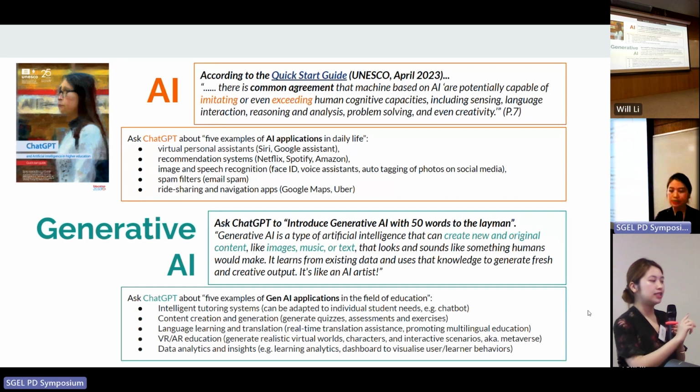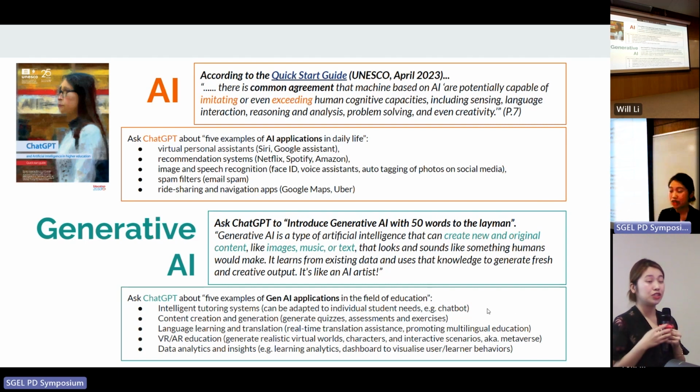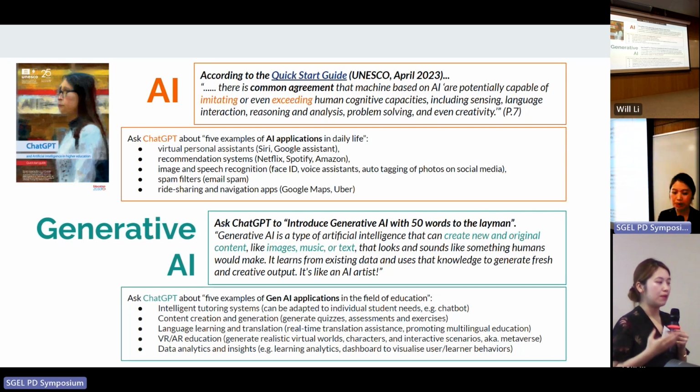Similar to the last question, I also asked ChatGPT to give me 5 examples of generative AI in the field of education. So here you are. Like intelligent tutoring systems that can be adapted to individual student needs, like chatbots. I think chatbots have been a very popular topic in IT and education, but with the emergence of generative AI, they become popular again because we can unleash more potential of chatbot tools used in education.